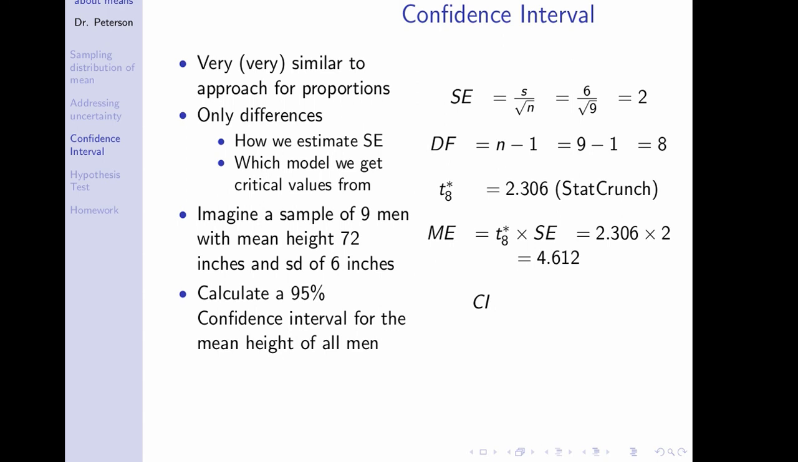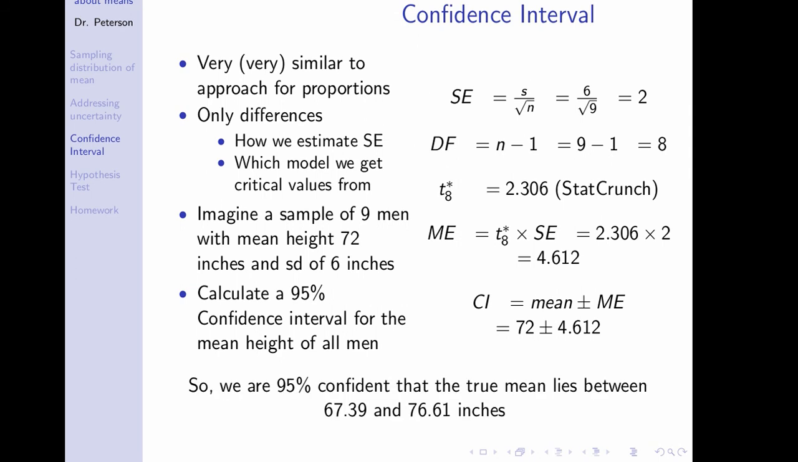Our confidence interval is just our mean plus or minus that margin of error. So again, our mean from the sample plus or minus the distance we think we have to reach to get back to the true population parameter most of the time. So 72 plus or minus 4.612 means that we are 95% confident that the true mean height of all men lies between 67.39 and 76.61 inches. This is how we go through the process of calculating a confidence interval for a population mean.